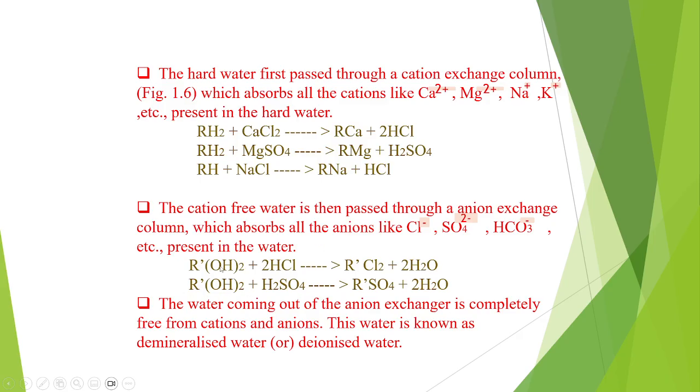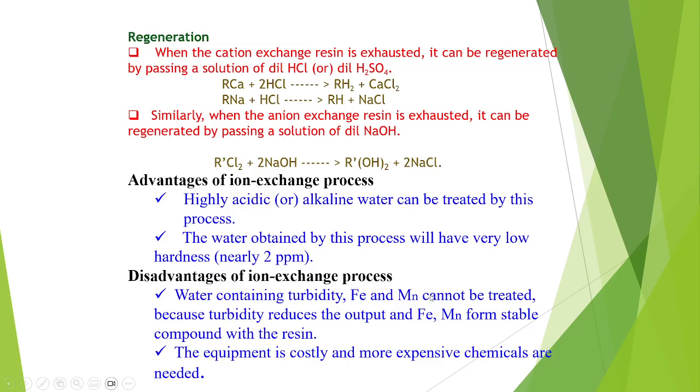This anion exchanger has the capacity to replace the negative ions present in the water, that is chloride, sulfate. All are removed and deposited in the anion exchanger itself, and the water which is coming out of the anion exchanger is completely free from all the cations and anions. The cation exchanger and anion exchanger are regenerated by adding HCl and sodium hydroxide.